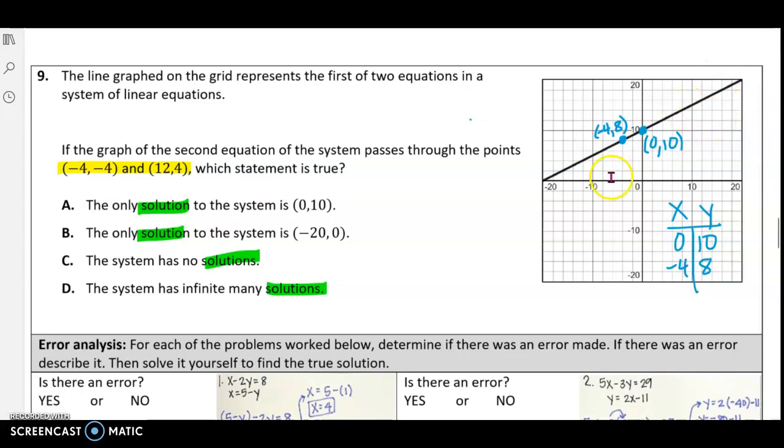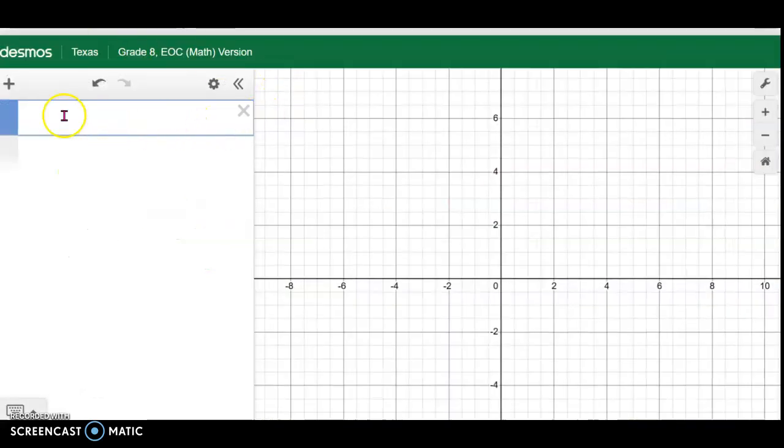So that's this line, but we have a second line that it describes here in this sentence. The second equation passes through those 2 points that are highlighted, so I'm also going to make those into a table, a second table for a second line. -4 is one of the points, and 12, 4 is the other point. So now we're going to put those 2 tables both into Desmos, and we're going to see where they intersect. Okay? So I'm going to put in the first one.